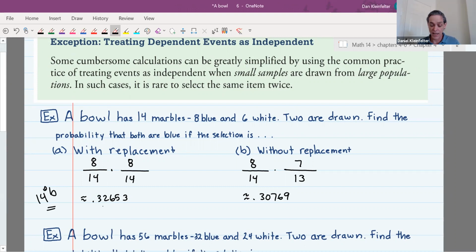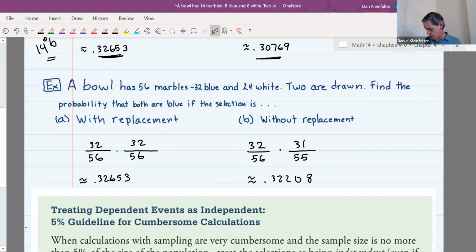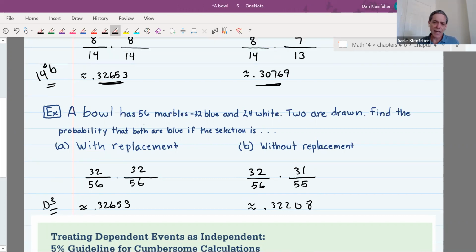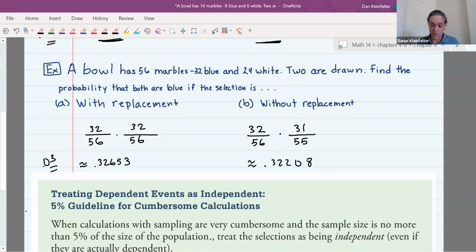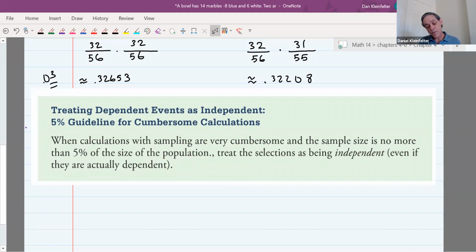So we saw that, yeah, there's this meaningful difference between the two probabilities. In the second situation, it was 2 out of 56, which is about 0.03. Here, our sample size was about 3% of the population. And if you think about it, let's say we had like 1,000 marbles. If we had like 1,000 marbles, the probabilities really would be very close. Okay, so that's the 5% guideline for cumbersome calculations. And we can apply it when we're dealing with a sampling situation where the sample size is less than 5% of the whole population.